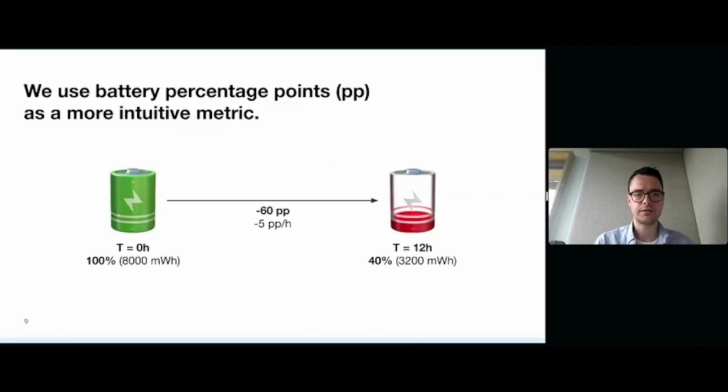And throughout the talk, I will assume we have a battery of 8,000 milliwatt hours. But I will not talk about millijoules and milliwatts, because I reckon for most in the audience, those metrics are quite unintuitive. So instead, we talk about percentage points. And you can imagine if we start with a fully charged battery and then after 12 hours, we are left with 40%, then over those 12 hours, we lost 60 percentage points, or 5 percentage points per hour.